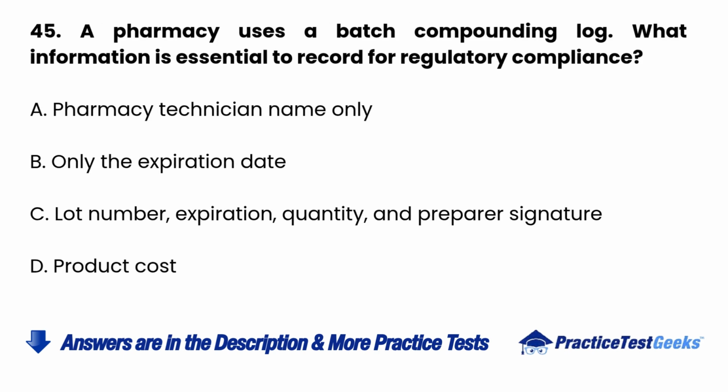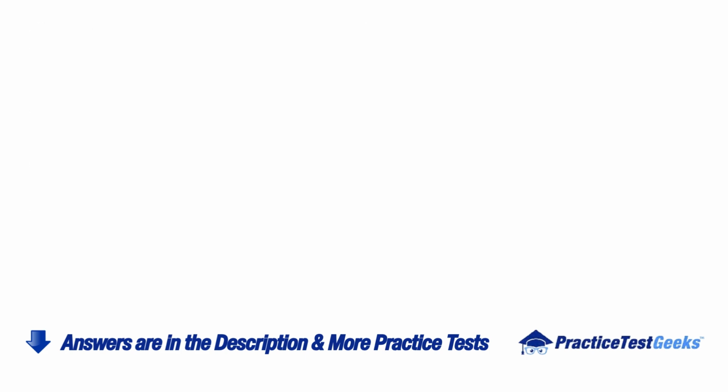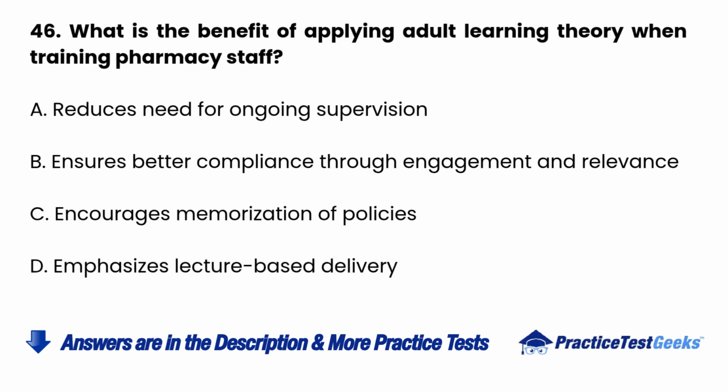45. A pharmacy uses a batch compounding log. What information is essential to record for regulatory compliance? A. Pharmacy technician name only. B. Only the expiration date. C. Lot number, expiration, quantity, and preparer signature. D. Product cost.